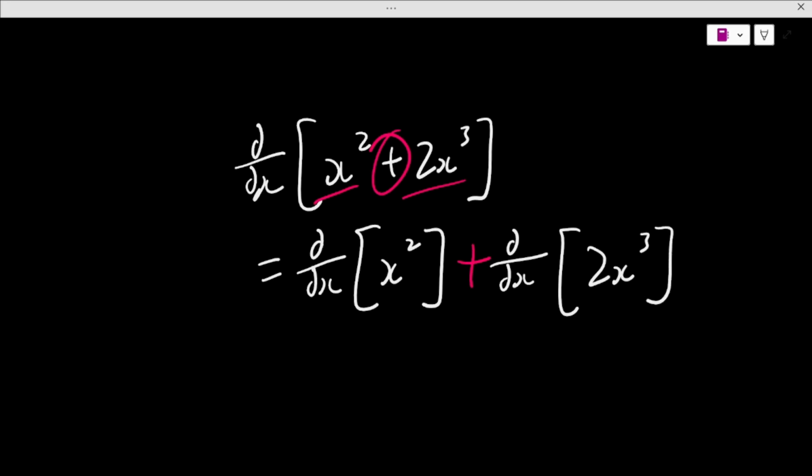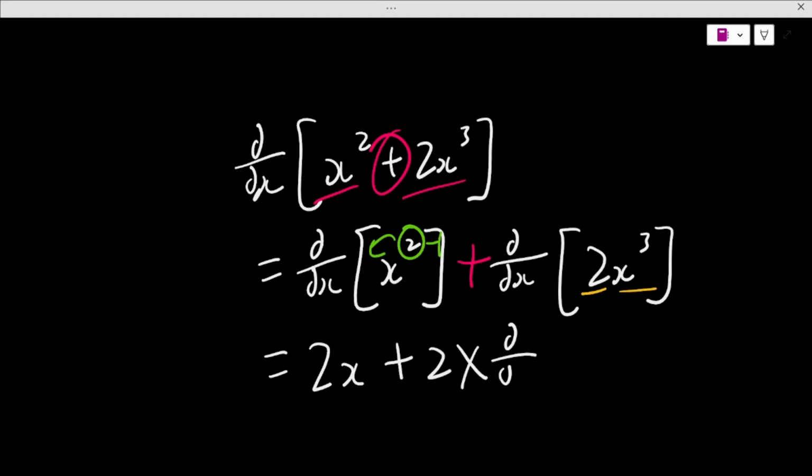The derivative with respect to x of x squared, simply just bring the power down, minus 1. This is equal to 2x. For this other case, 2x cubed, we see that 2 is being multiplied to x cubed, and 2 is a constant that's being multiplied. So this is equal to 2 times the derivative with respect to x of x cubed. As usual, bring the power down, minus 1.